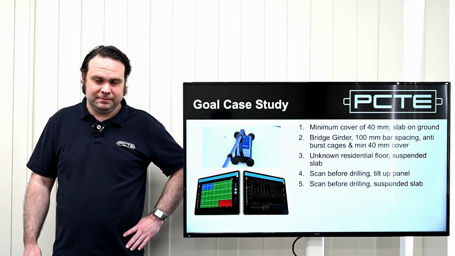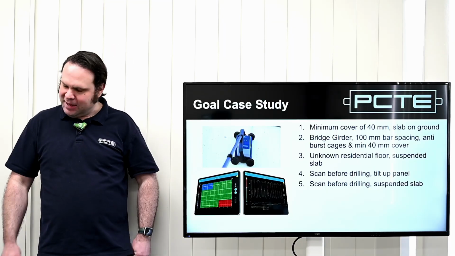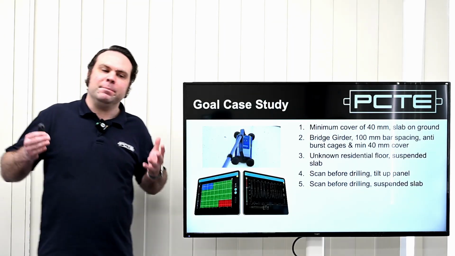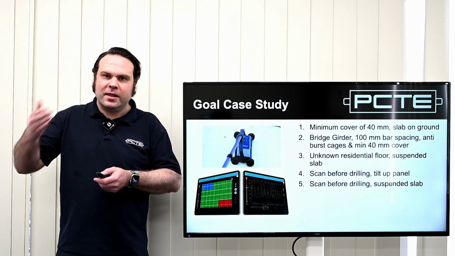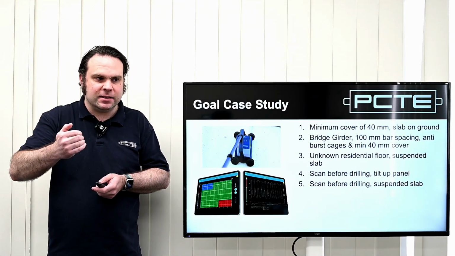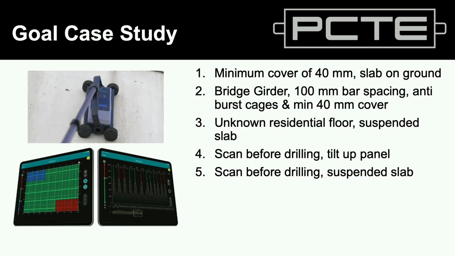I think you mentioned before we shouldn't use the cover meter. That was the hint waiting. Yeah. So the thing with cover meters is when we're doing a scan before we drill, we're not typically doing it to find a bar. We're typically doing it to avoid hazards.